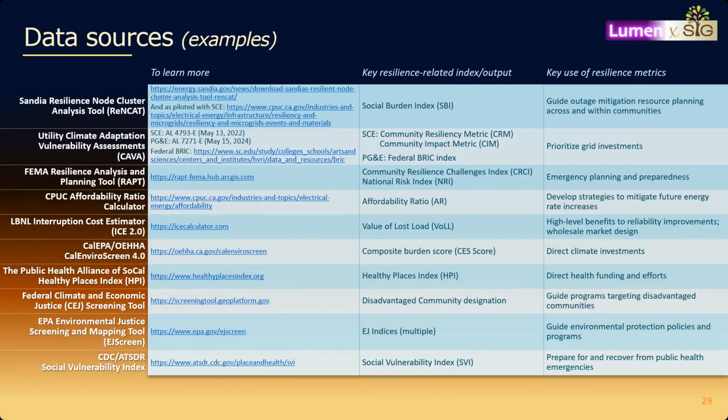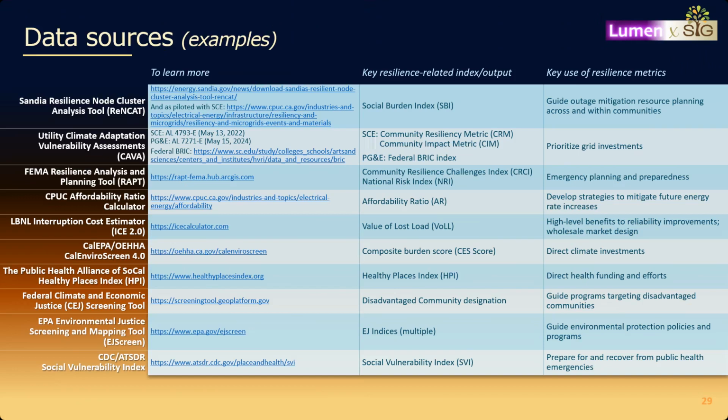The utilities' CAVAs, our understanding is that resilience metrics are used to prioritize grid investments. So SCE developed two metrics. One's the community resiliency metric, and the other one's the community impact metric. And PG&E used the federal BRIC index also to prioritize grid investments and get a better understanding of the community needs. FEMA's WRAP tool is designed for emergency planning and preparedness.